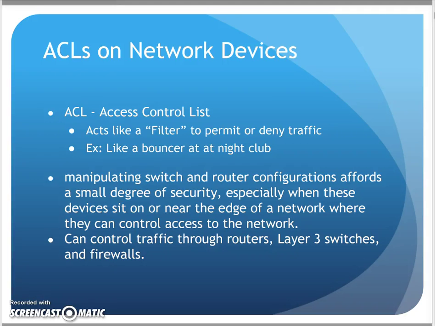Alright, CNT125, Chapter 10, we're moving on to the topic of ACLs, access control lists. The access control list acts like a filter to permit or deny traffic. And this can be permit or deny traffic leaving your network or permit or deny traffic coming into your network. It might even be a permit or deny traffic from one part of your network to another part of your network.